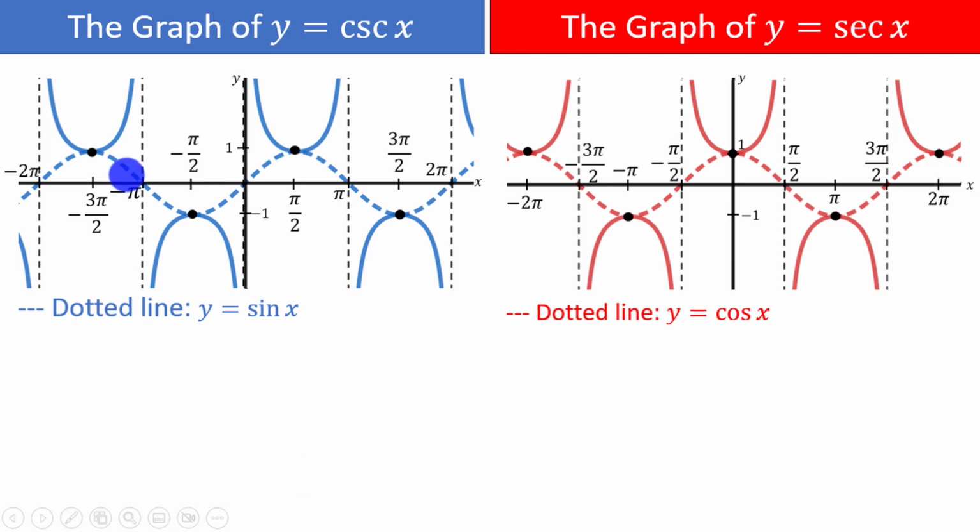Anytime that you have a maximum or a minimum on sine, you will have a shared point on cosecant. The same is true for secant. Anytime that you have a maximum or a minimum on cosine, you will have a shared point on secant. Anytime that sine is equal to 0, you will have a vertical asymptote on the graph of cosecant. Anytime that cosine is 0, you will have a vertical asymptote on the graph of secant.